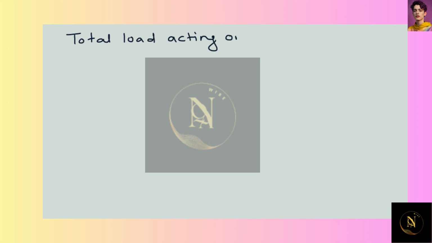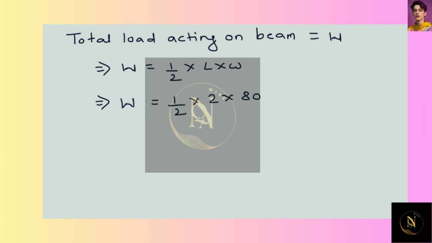We are going to calculate the total load acting on the beam. W is equal to half into L into w, where L is the length of the beam and w is the distributed load. So W is equal to half into 2 into 800, which is equal to 800 Newton.